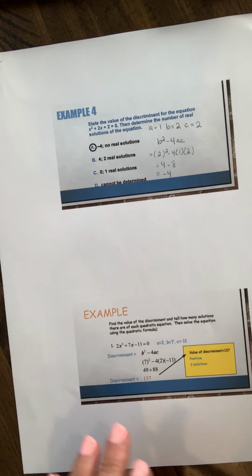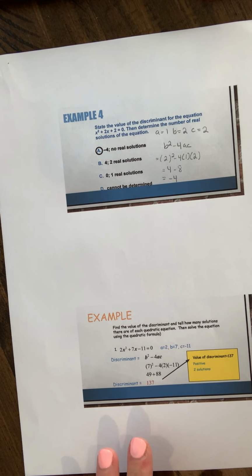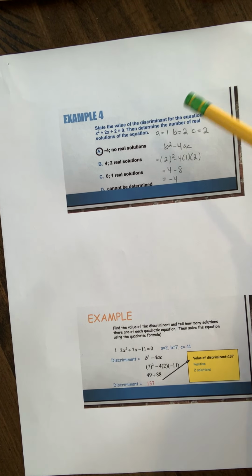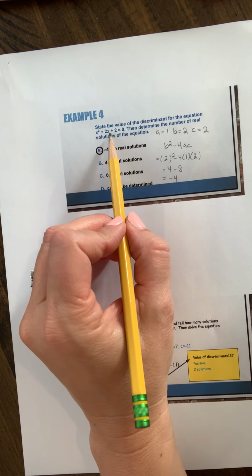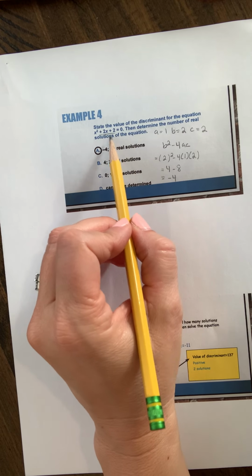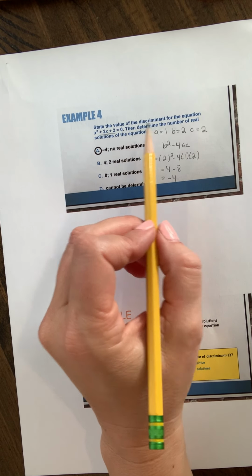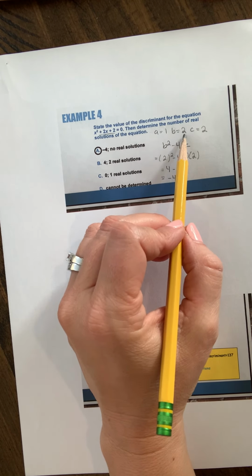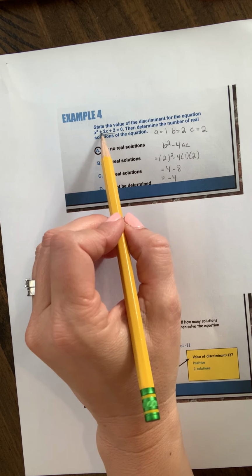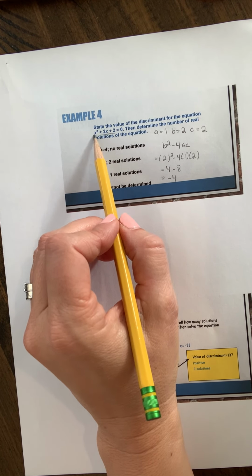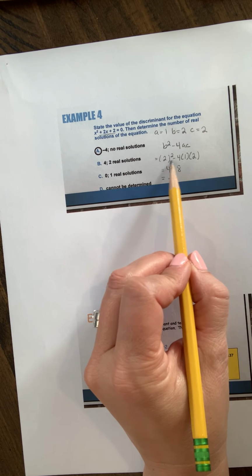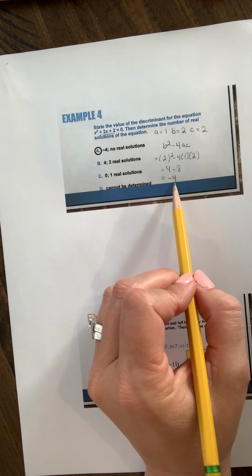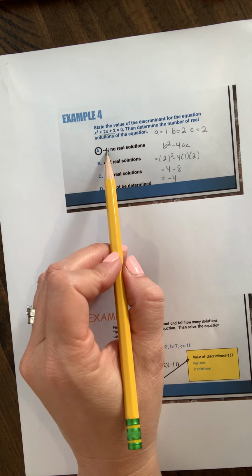All right. So, example 4. I just kind of worked it for you. It was a multiple choice. But they want me to state the discriminant and tell me how many solutions it has. This is already in standard form. I get A is 1, B is 2, C is 2, just by looking at my equation. Then I'm going to plug it into the discriminant right here. I work the discriminant and I get that the discriminant is negative 4.